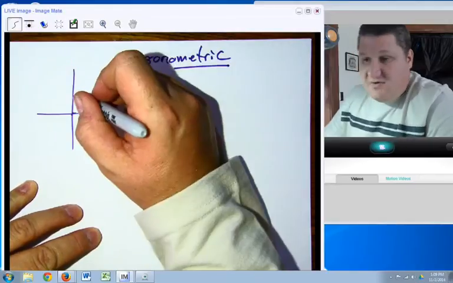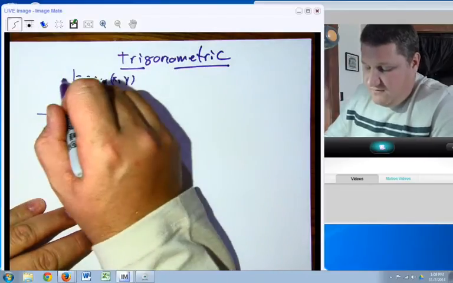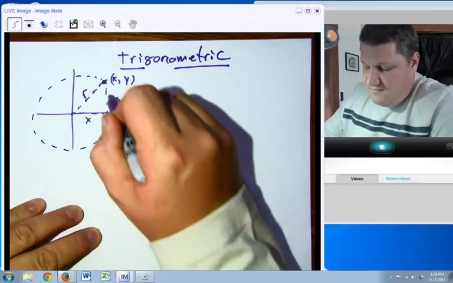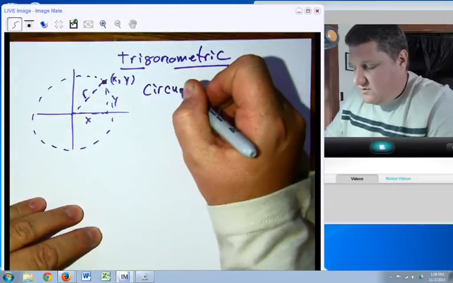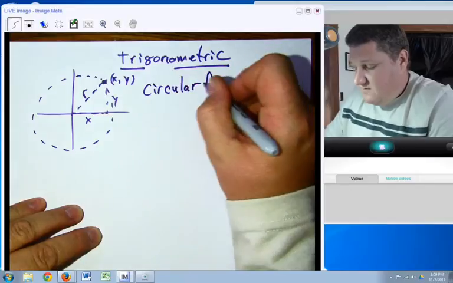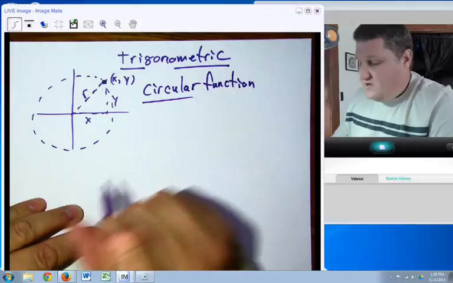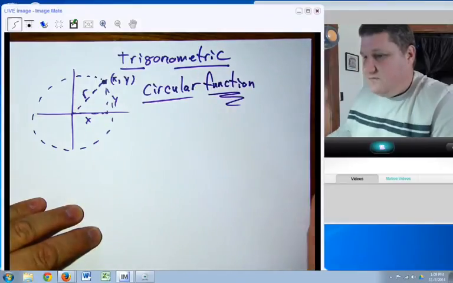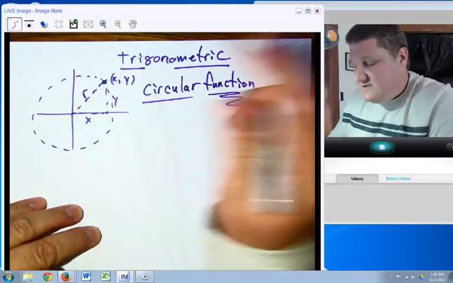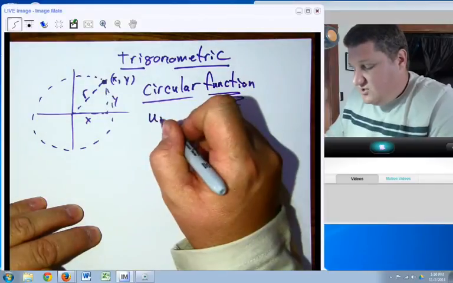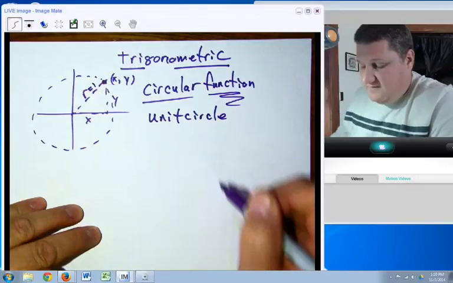In this case we can call it the hypotenuse, or we can call it the radius, because if we swing this line around, we make a circle. That's why these are also called circular functions. Circular functions, and this word is going to become important, because these triangles are all contained within circles. It's a unit circle if the radius happens to equal 1.